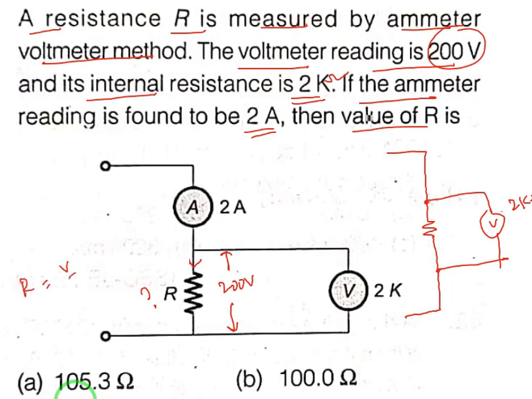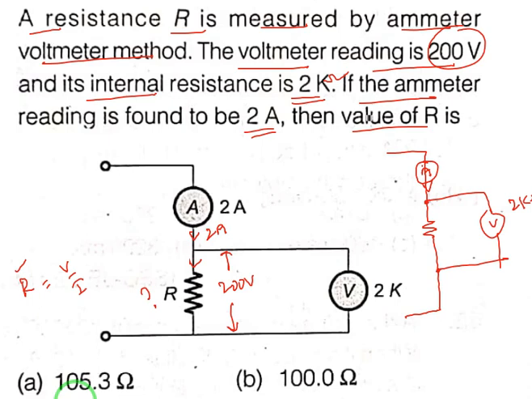R equals V by I. Resistance equals voltage by current. Here we know how much voltage is appearing across this. If you know how much current is passing through it, we can easily calculate the resistance. To know the current, we connected an ammeter here. How much current is passing here? 2 amps current is passing.